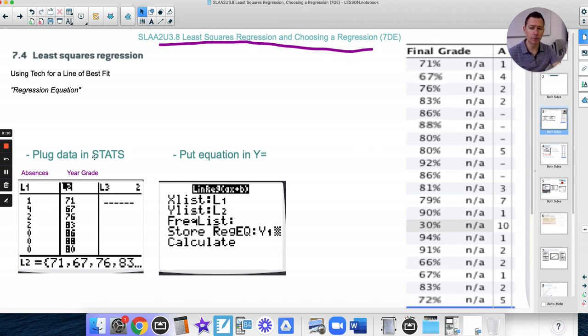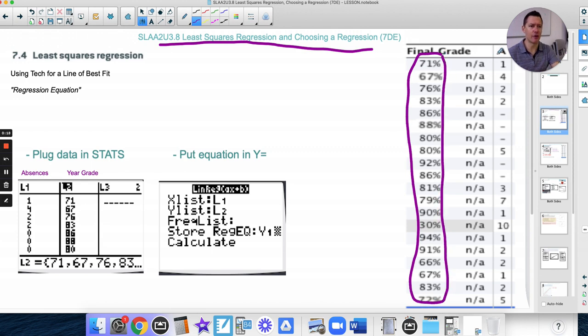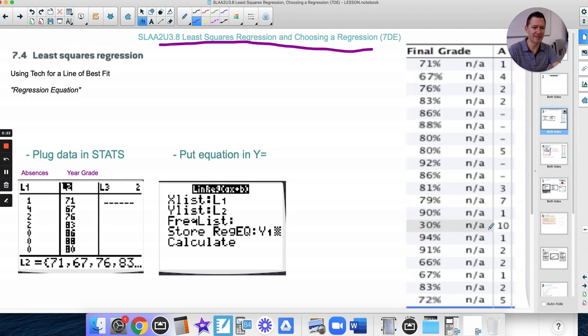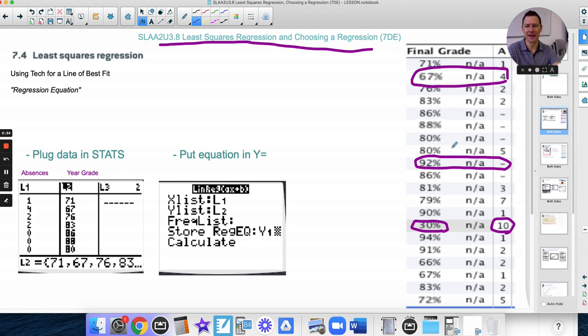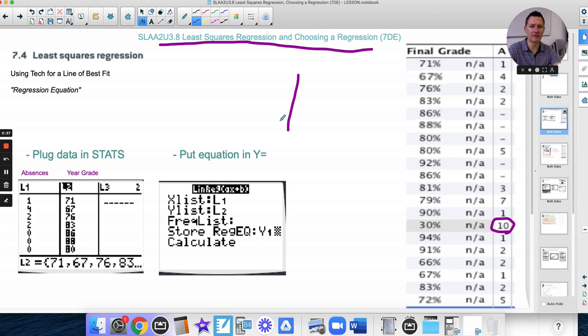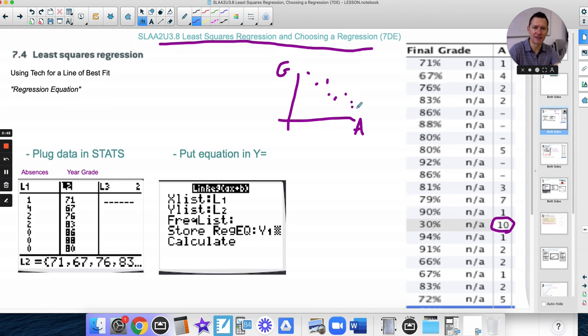You already know how to put some of this in your data, in your stats button. For example, here's some percentage grades over the semester, and here's your absences. And no one is surprised that the person who's been missing 10 times has only a 30%. And most of the people who are missing no times have higher grades, right? 4 times, 67%. And so I'm guessing if we plotted this, there would be a correlation between absences and grades, right? And the more absences, the lower your grades. So I think it would do something like this.